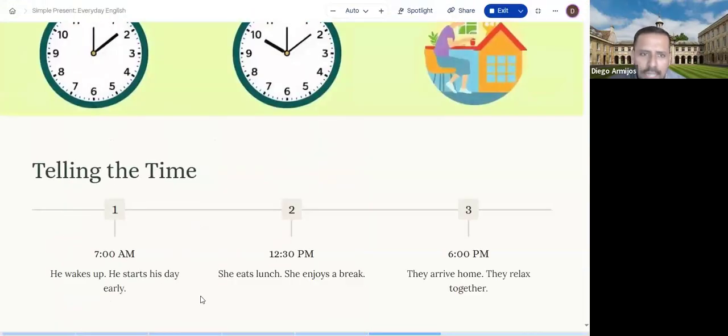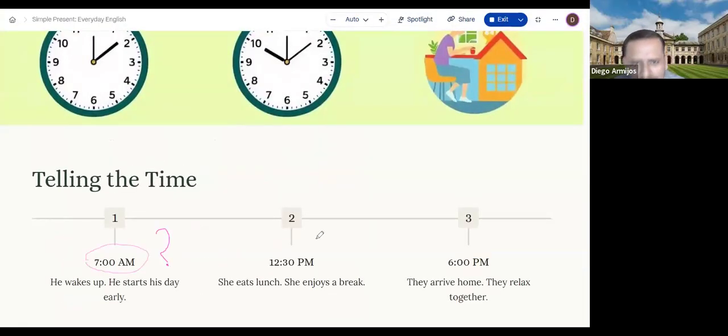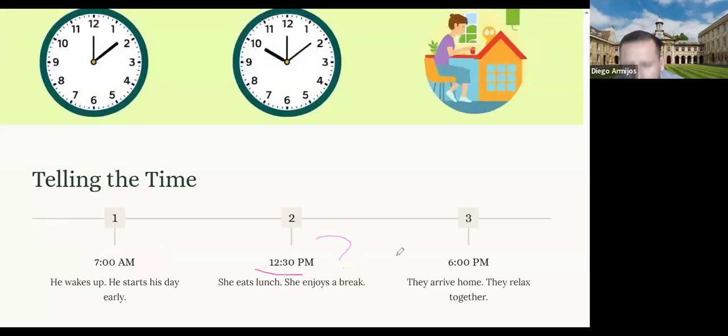Now we have telling the time. It says like 7 a.m. What do you do at 7 a.m.? ¿Qué hacen a las 7? What do you do at 12:30? What do you do at 6 p.m., etc. Okay? For example, at 7, I think everybody does this. Todos hacemos eso, ¿no? In this case, we're going to use he.